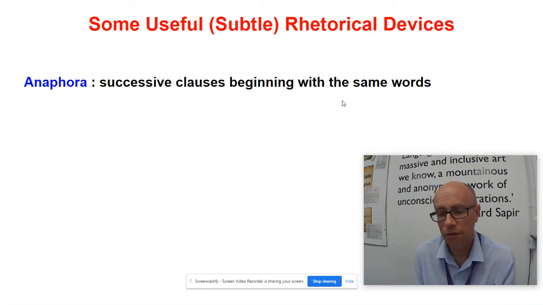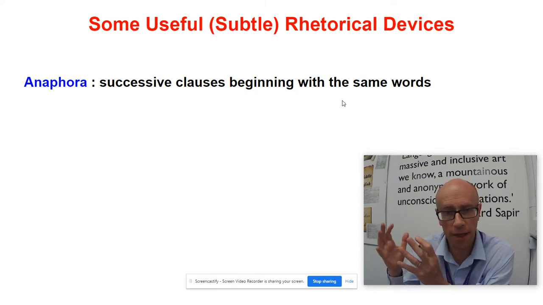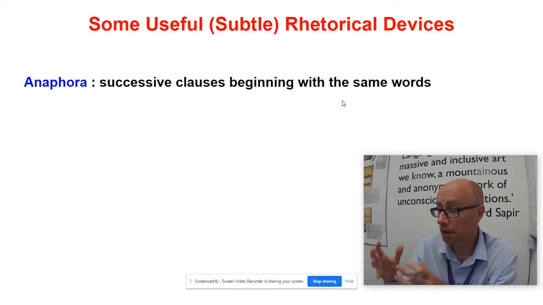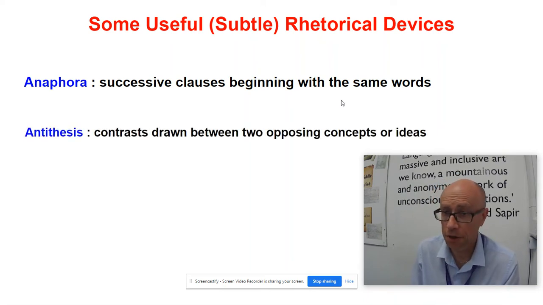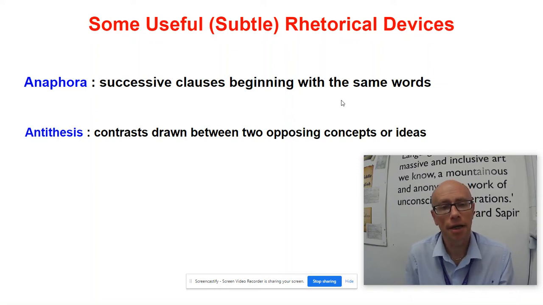The opposite of that is epistrophe. Epistrophe is where you put the same words at the end of clauses. So anaphora is our first useful, subtle rhetorical device. We next have antithesis. Antithesis means contrast and juxtaposition.